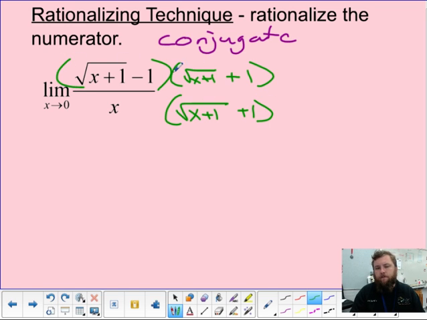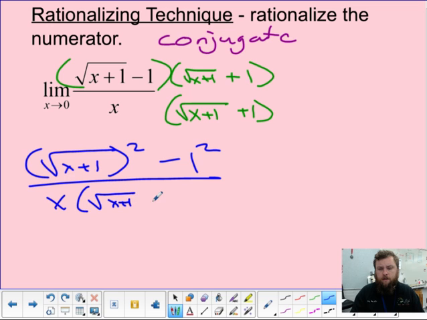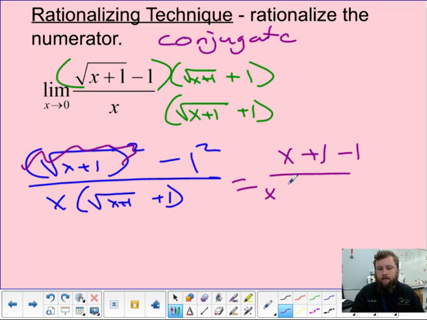So what happens is you have basically the difference of squares here. This is the factored form. And what that's going to come out to on the top is the first term squared, so square root of x plus 1 squared, minus the second term squared, so 1 squared, all over x times square root of x plus 1 plus 1. And that square root and the squared is going to go away. So we're going to get x plus 1 minus 1 over x times square root of x plus 1 plus 1.